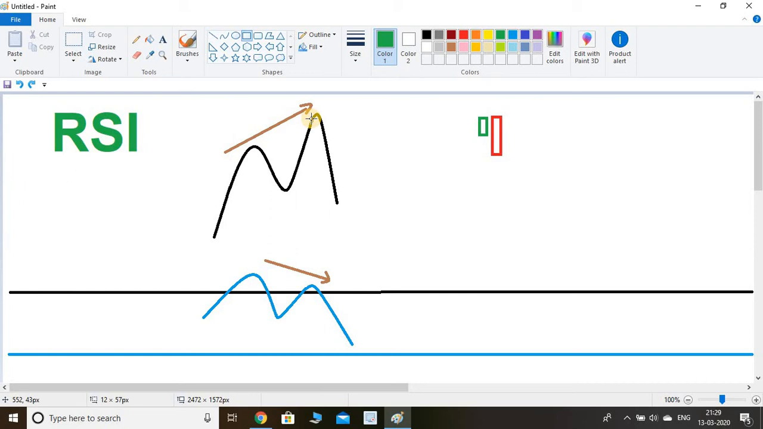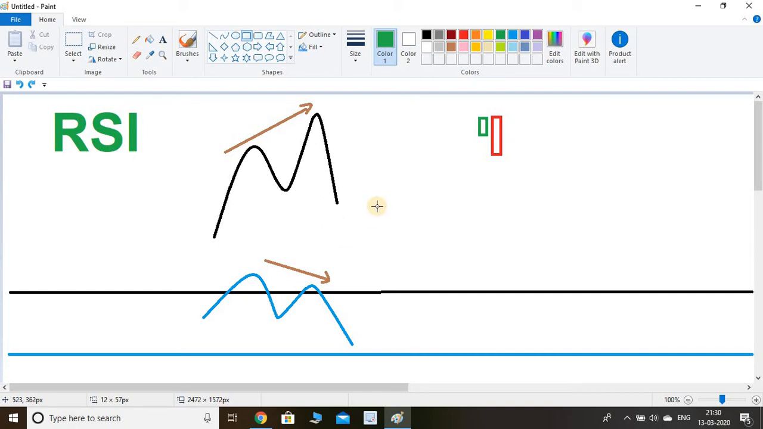And for price confirmation, if you can find that this is the above 70 level and this is the below 30 level, and above 70 price and RSI make this type of pattern, meaning price is making a higher high and RSI is making a lower high, you can see there is a downward arrow and an upward arrow. If this type of situation occurs, you should sell this stock.